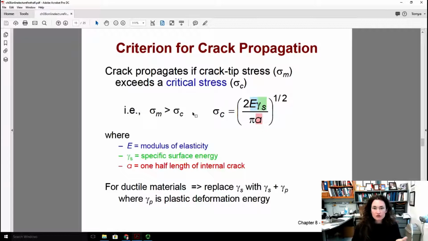Now, this is an equation for brittle materials. If you want to consider ductile materials, then you have to replace gamma sub s with gamma sub s plus gamma sub p. And gamma sub p is the amount of energy that it takes to plastically deform the material. Remember, brittle materials don't plastically deform, and so you don't have to include that term for them.